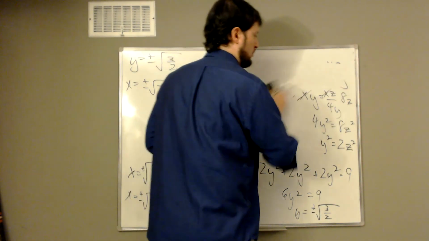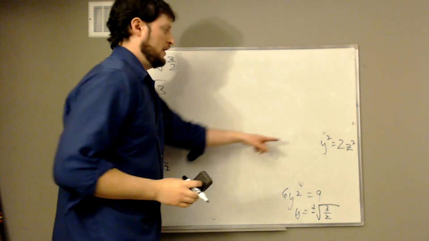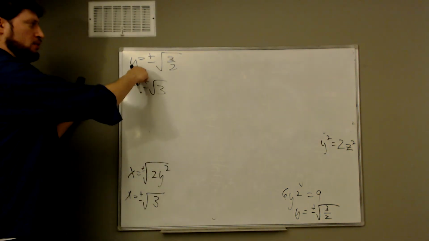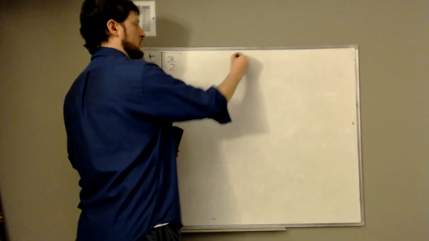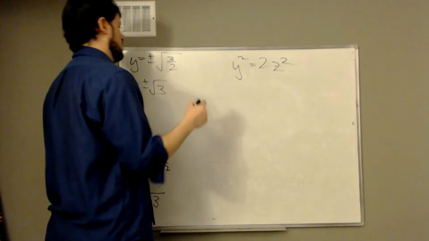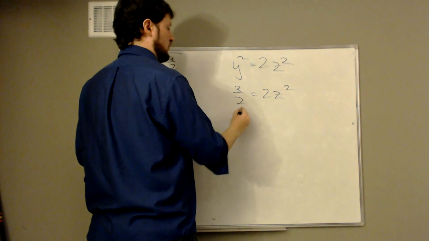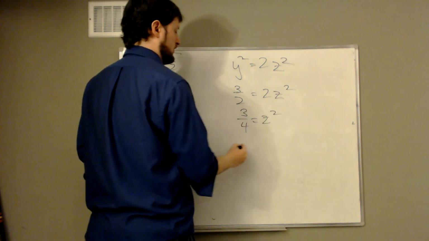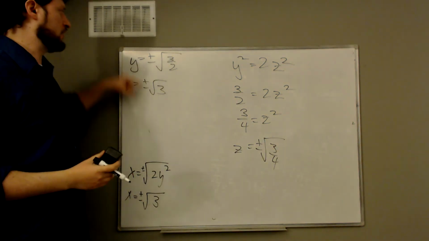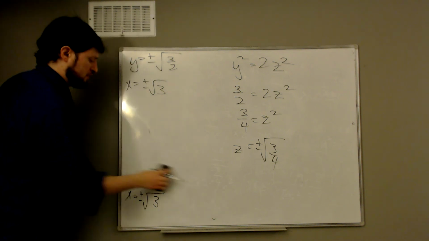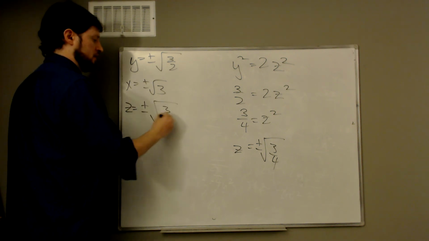And then finally, we're going to come over to this equation. If y squared is 2z squared, well, now I know what y is, so I know what y squared is. Y squared is 2z squared. Well, y squared is 3/2, and that's 2z squared. So that's 3/4 is z squared. So z is plus or minus the square root of 3/4. And again, it doesn't matter whether I have the plus version or the minus version. I still get 2 choices. So I get z is equal to plus or minus the square root of 3/4.